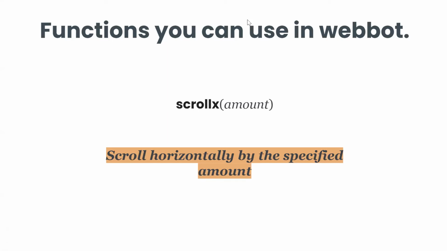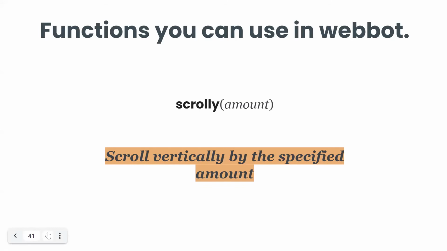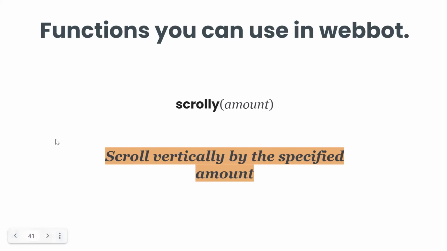Okay, so scroll X scrolls horizontally by a specified amount. Horizontally means left or right. A positive amount value will be right, a negative amount value will be left. And for scroll Y, you scroll up and down. Scrolling down would be a positive amount value, scrolling up is a negative amount value.